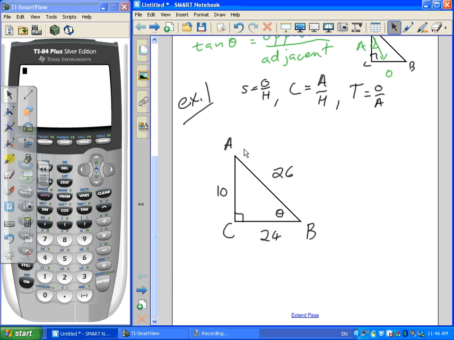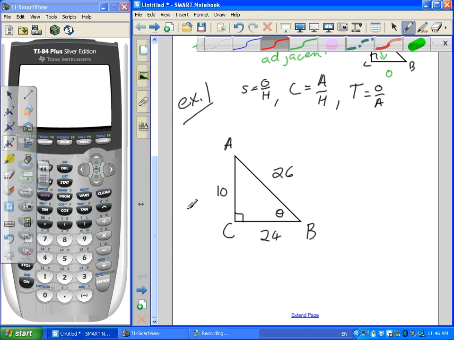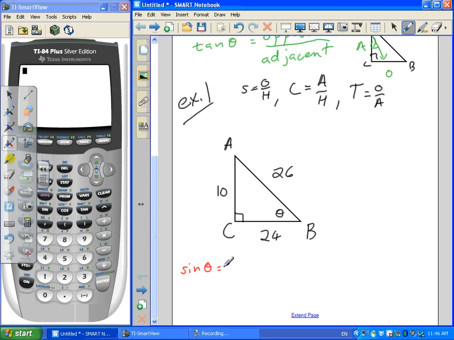Okay, so example number one, they give us this triangle. We named it ABC. Now, what we're going to do is I'm going to solve for theta using each of the ratios. I'll try to squeeze them in beside each other. Anyone remember the first ratio? Starts with an S. Sine theta equals what? Okay, I'm just going to represent those with an O and an H.